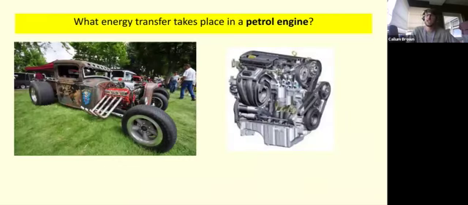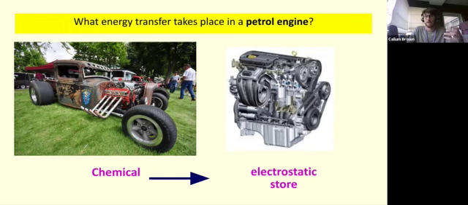In a petrol engine, this is slightly different. We top up our cars with petrol, or diesel, and that's what allows them to run. That petrol is a chemical store. So the chemical energy there is being transferred to an electrostatic store again in the engine, as that's powering the motor and making it move. So we've got a transfer of energy going from the chemical store to the electrostatic store.